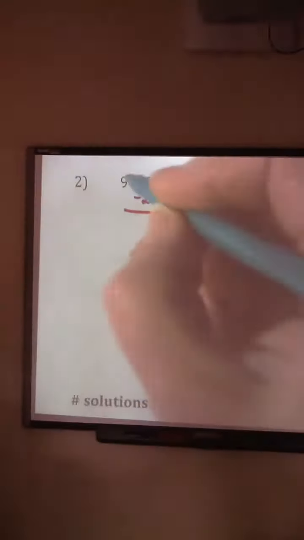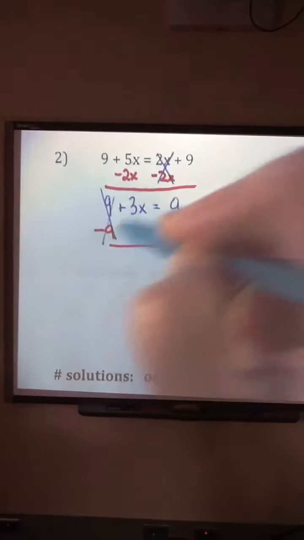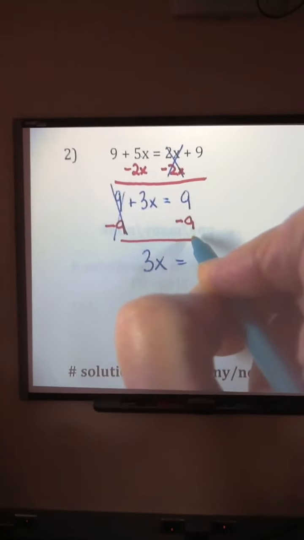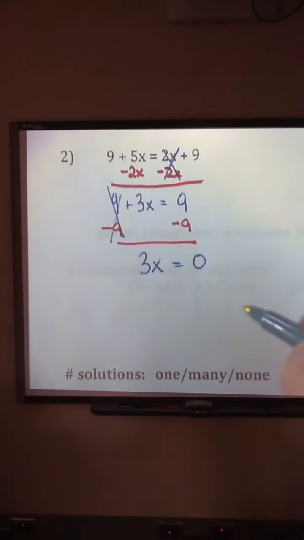5x minus 2x is 3x. The 2x minus 2x is 0. That becomes eliminated from the problem. And we are left with the number 9 on the right. Now we want to get our numbers together, so we want to move this 9 onto this side. Well, to eliminate this 9, we would have to subtract 9 from both sides. 9 minus 9 would be 0, so it's eliminated from there. We are left with 3x, and 9 minus 9 over here would be 0 as well.